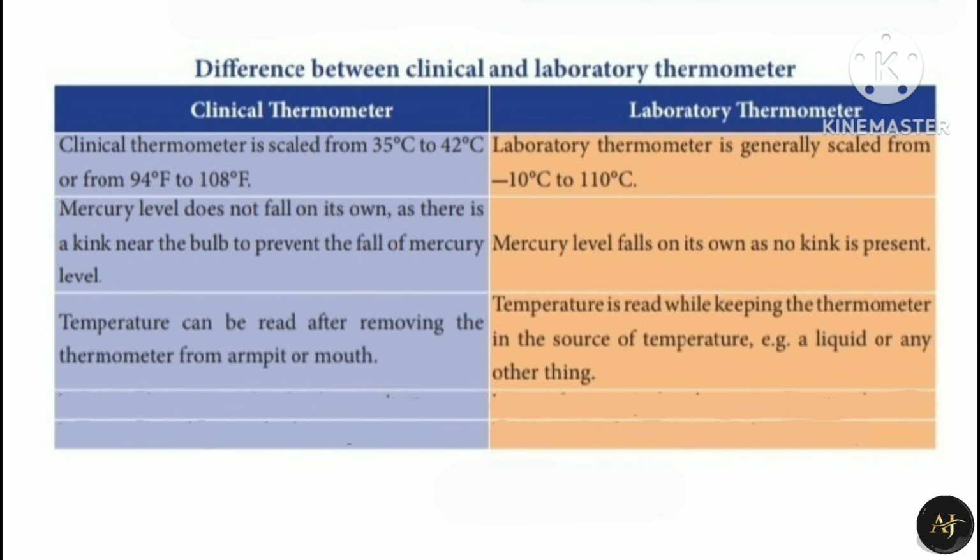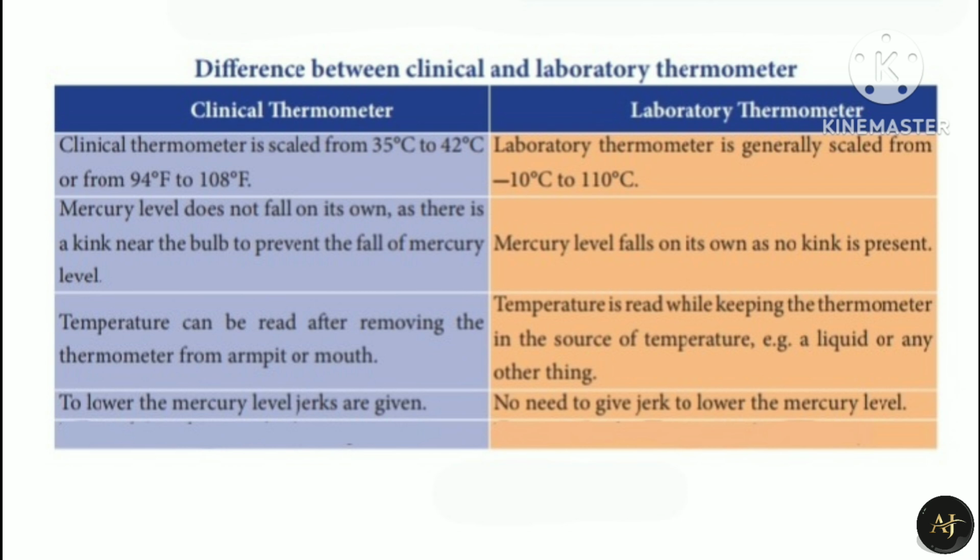In a clinical thermometer, temperature can be read after removing the thermometer from the armpit or mouth. In a laboratory thermometer, temperature is read while keeping the thermometer in the source of temperature, for example a liquid or any other thing in the laboratory. To lower the mercury level, jerks are given in a clinical thermometer. No need to give jerks to lower the mercury level in a laboratory thermometer.